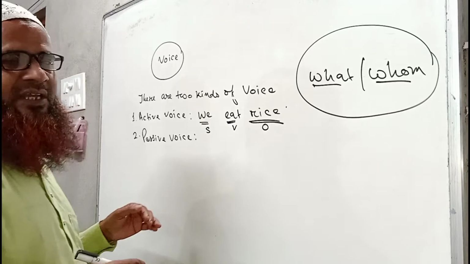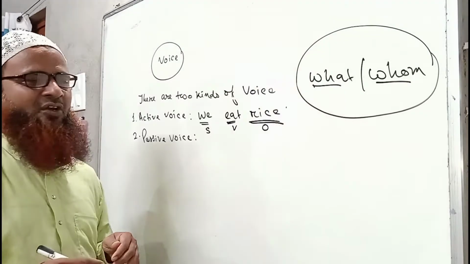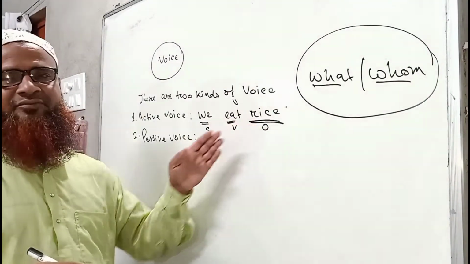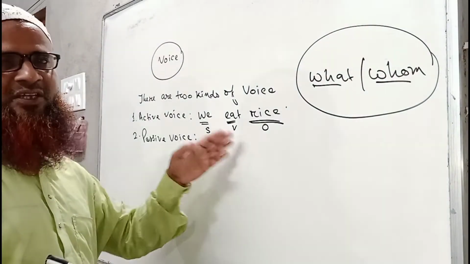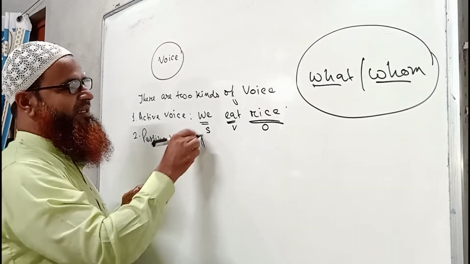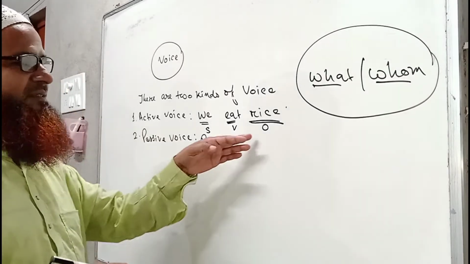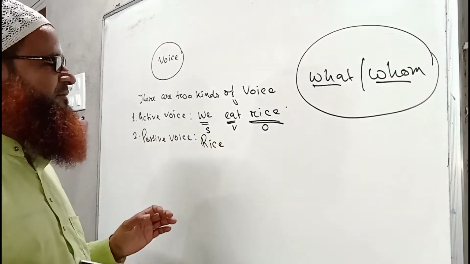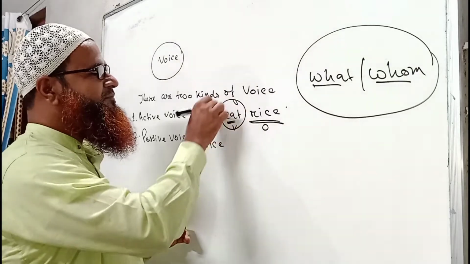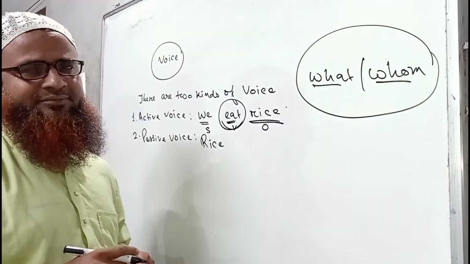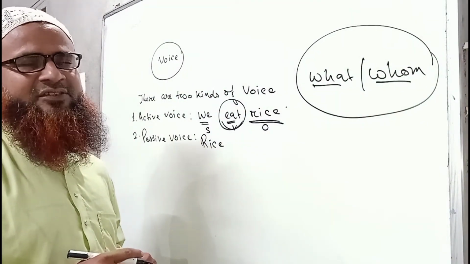And to change the sentence from active to passive, we have to make the object a subject of the sentence. Okay, so rice will come. What do we eat? We eat rice. So rice is the object, and we have to see the tense of the verb.